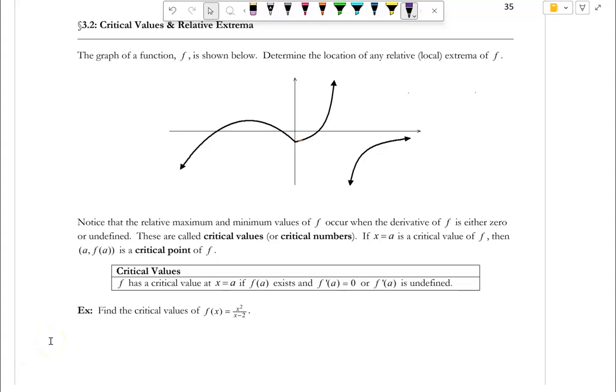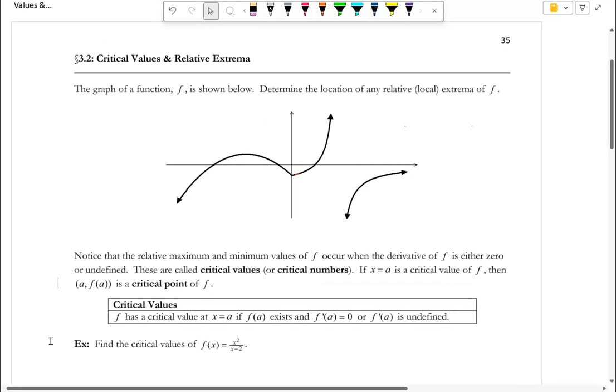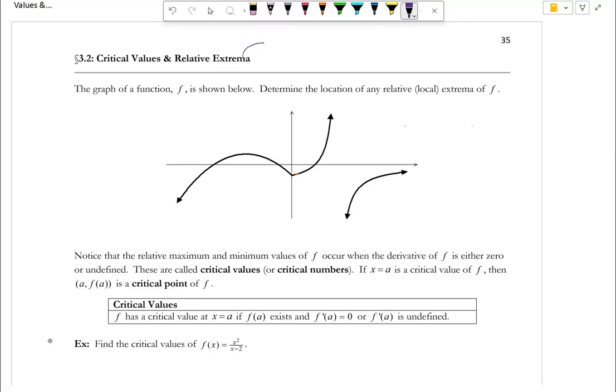In section 3.2, we're learning about critical values and relative extrema of functions. So when we say relative extrema, remember this could be a relative maximum value or a relative minimum value. Sometimes instead of calling these relative max or mins, we call them local. So we want to associate relative or local extrema as meaning the same thing.